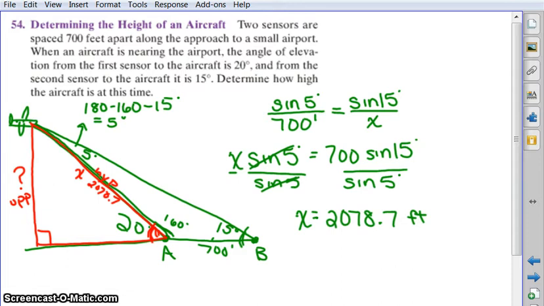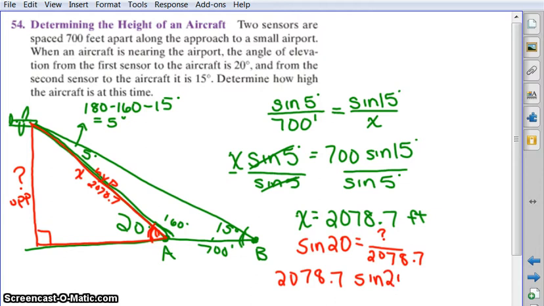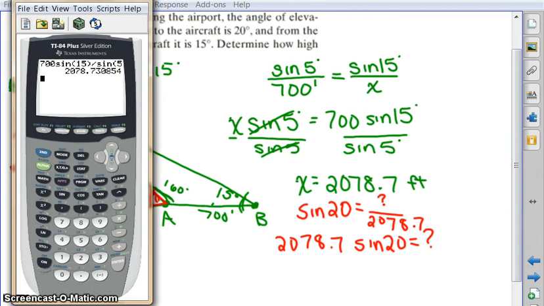So now what is it that I want to do? I want to write sine of 20 degrees equals the opposite, which is where my question mark is, over the hypotenuse, 2078.7. So I'll go 2078.7 times the sine of 20. That's going to get me my question mark. Grab my calculator, calculate that really fast. 2078.7 sine 20.